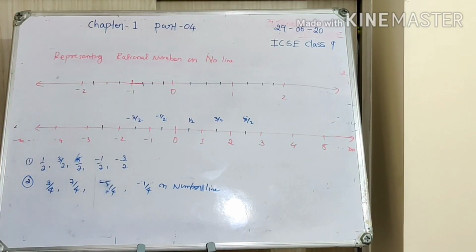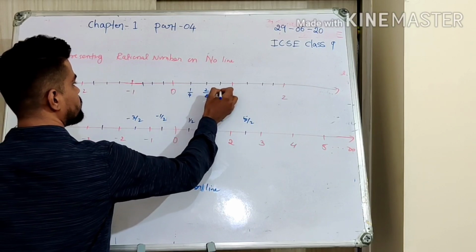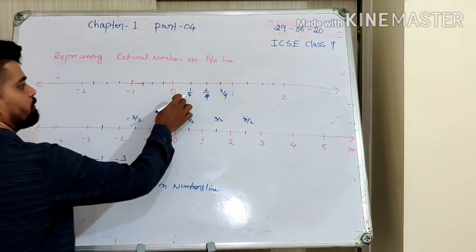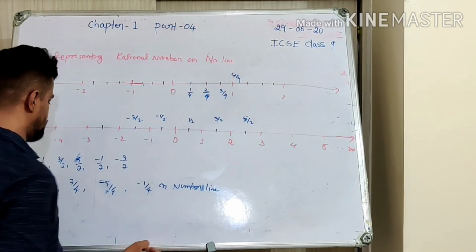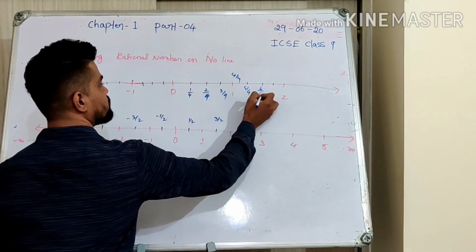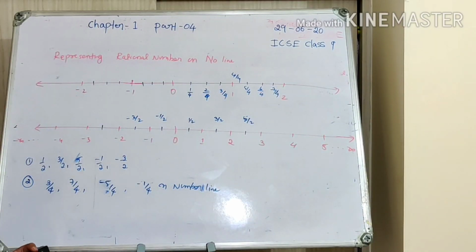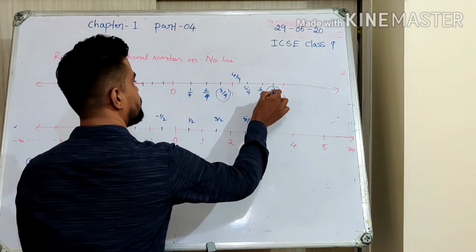Yes. So now where is 3 by 4? So 3 by 4 is between 0 and 1, right? So this is 1 by 4. This is 2 by 4. This is 3 by 4. We can just count from 0. This is 4 by 4. 1 is nothing but what? 4 by 4. Then 5 by 4 is after that. This is 6 by 4. This is 7 by 4. So we needed what? 3 by 4 and 7 by 4. So 3 by 4 is here. 7 by 4 is here.